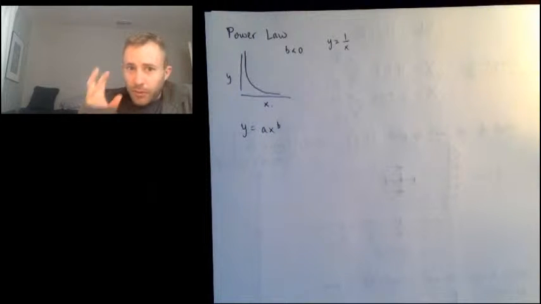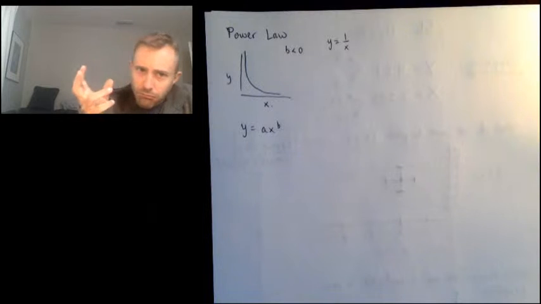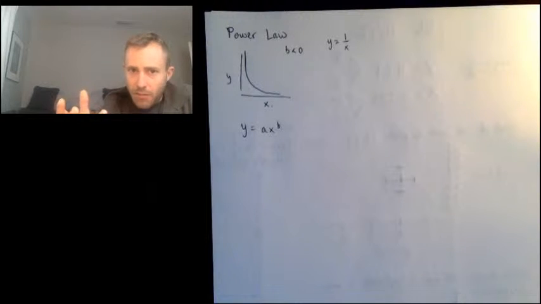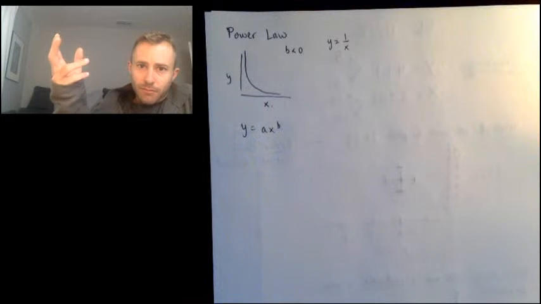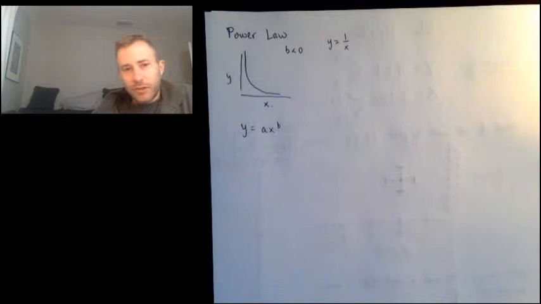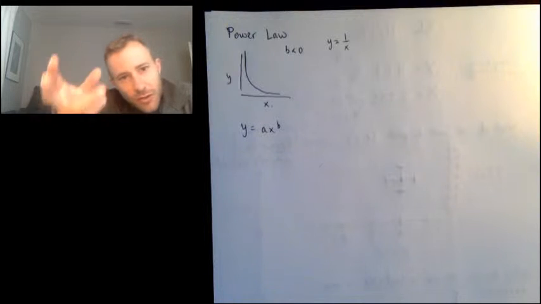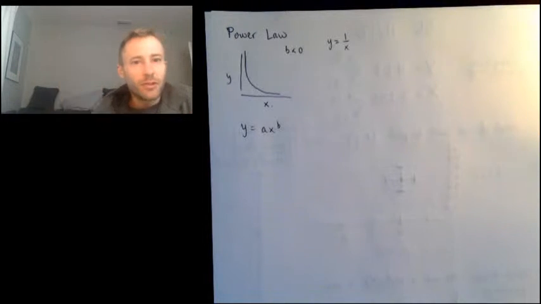So you should be able to look at some data and say, I think this is maybe a power law with a b value that is negative. Or I think this is a linear relationship with a slope that's negative and a positive intercept.